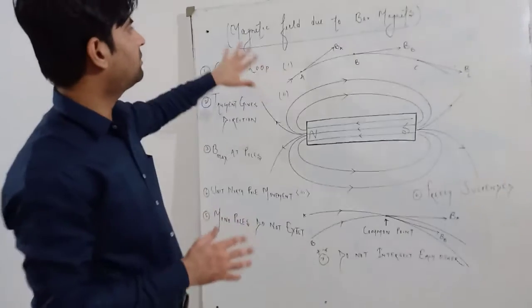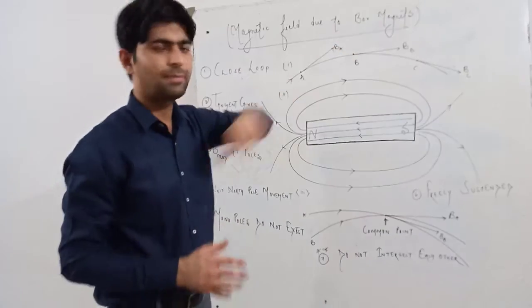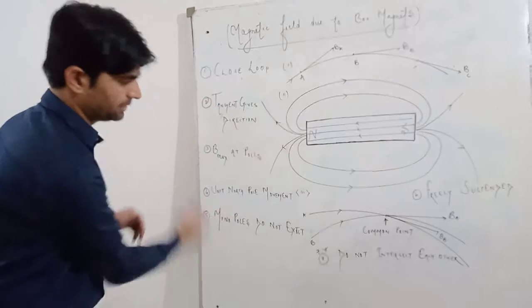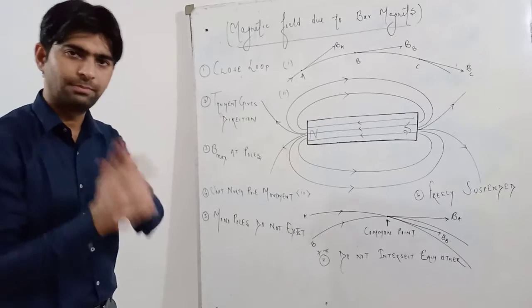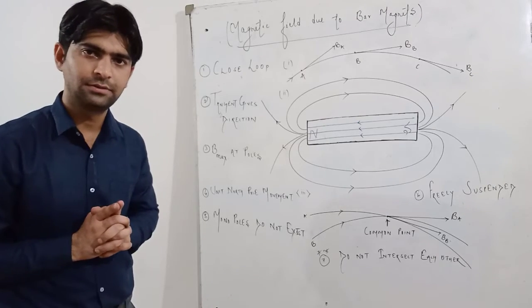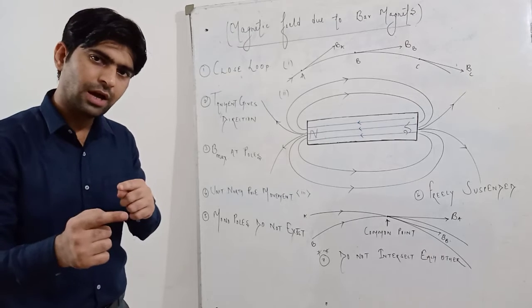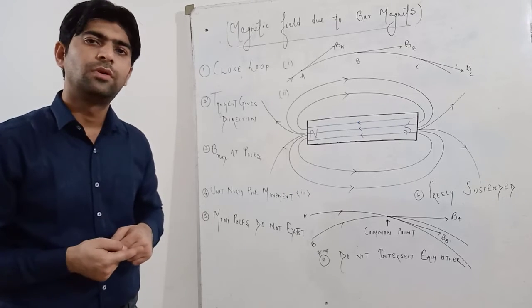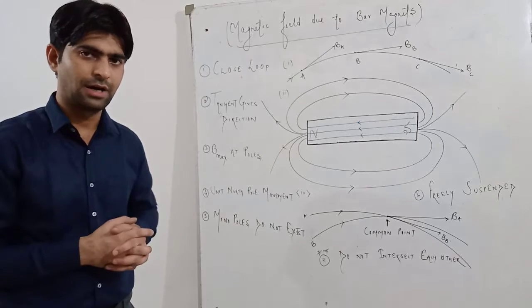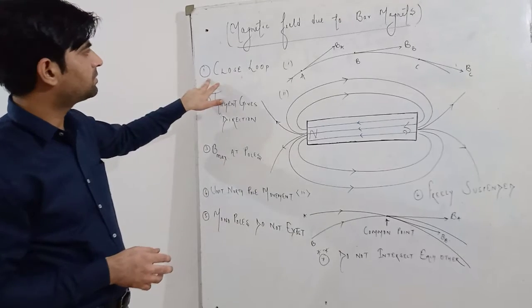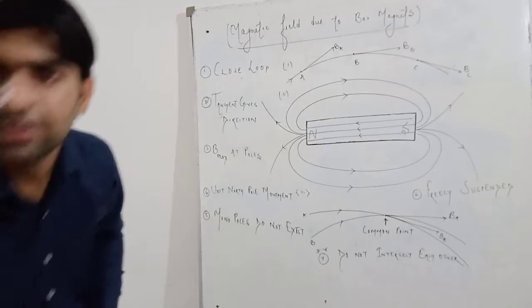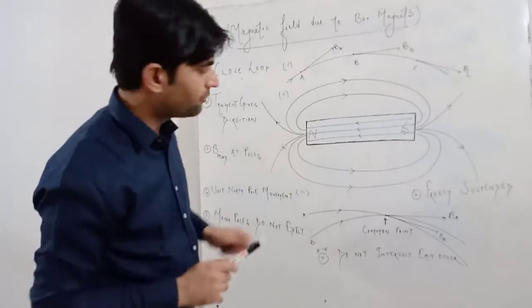So here we have the magnetic field due to a bar magnet that we are going to discuss today, and we have a list of properties to discuss. One by one I will read the properties and then we will discuss the reason for that property in a bar magnet. The first property is the closed loop property. That means the magnetic field always forms a closed loop, and for that I have drawn this diagram.